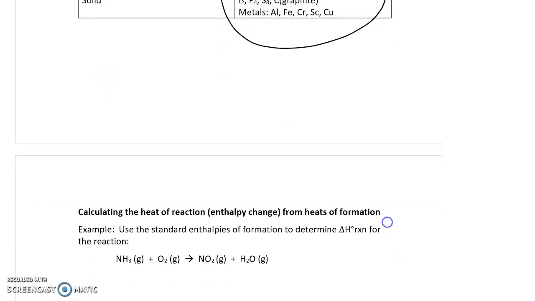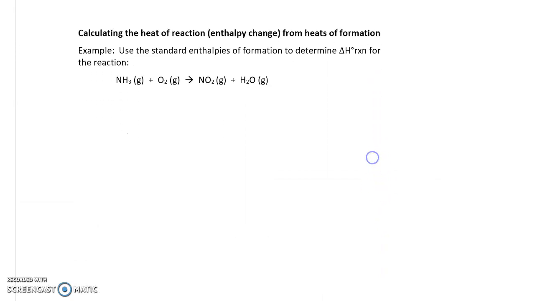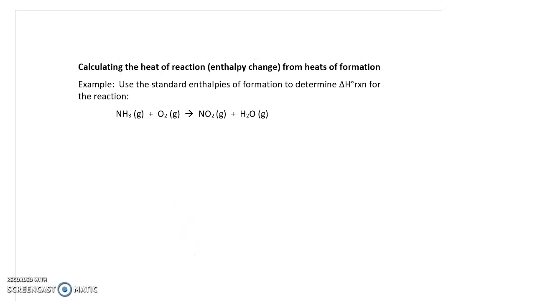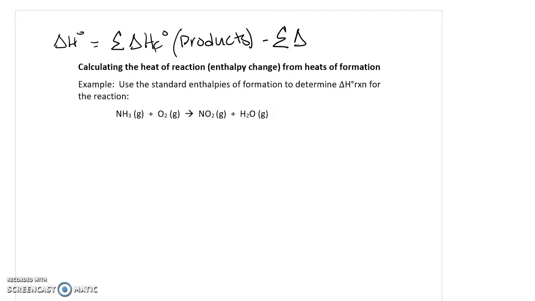Okay, now let's use our standard heats of formation to calculate our enthalpy change. Before we do this, I have to give you a new formula. The formula used for this is delta H equals the sum of the standard heats of formation of our products, minus the sum of the standard heats of formation of our reactants. So it's products minus reactants.